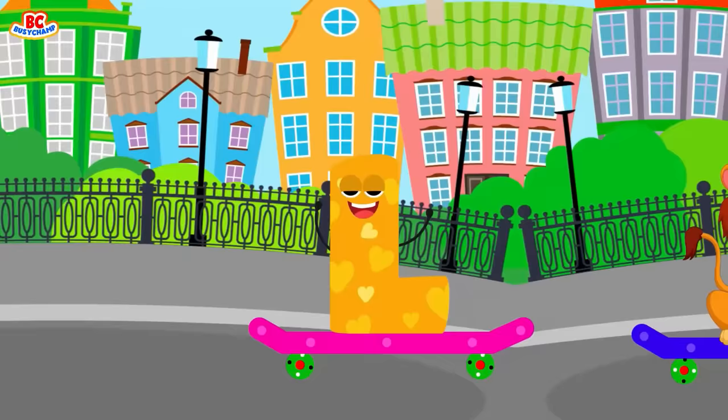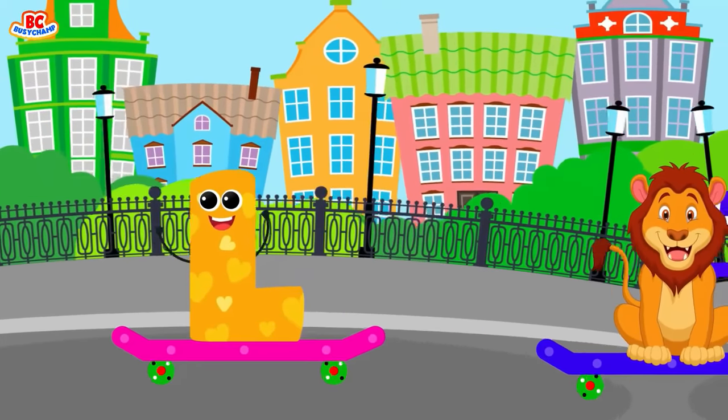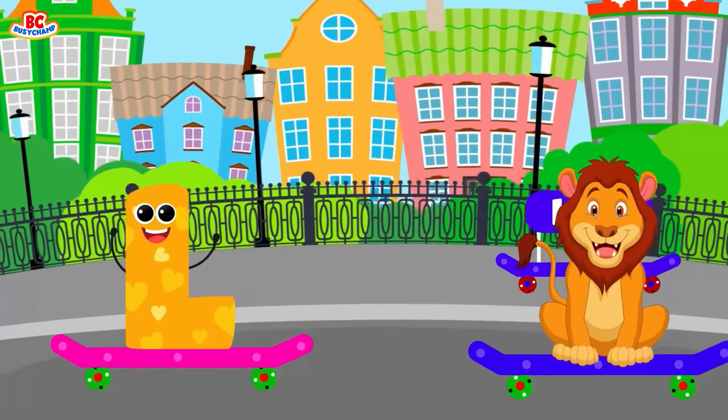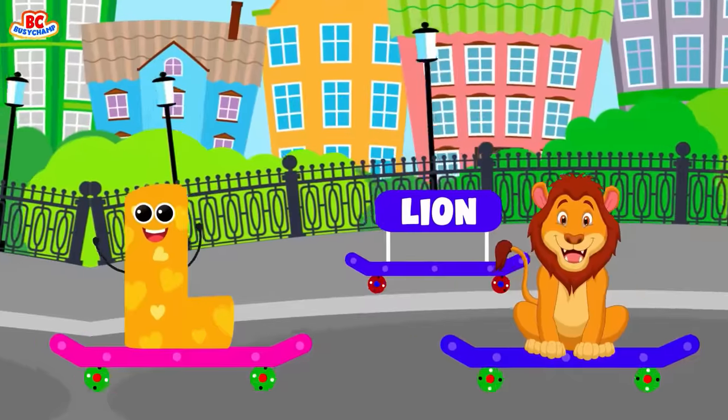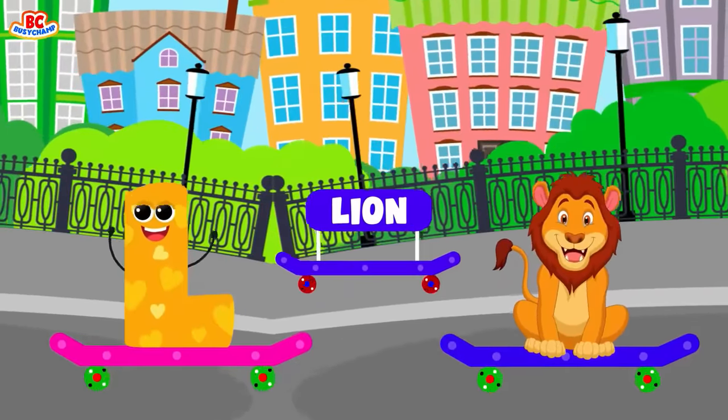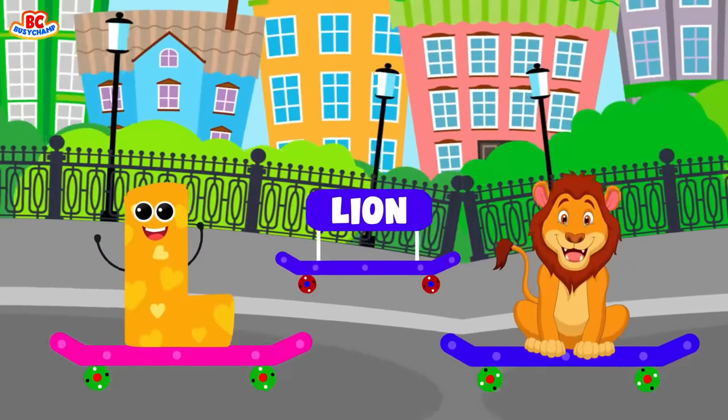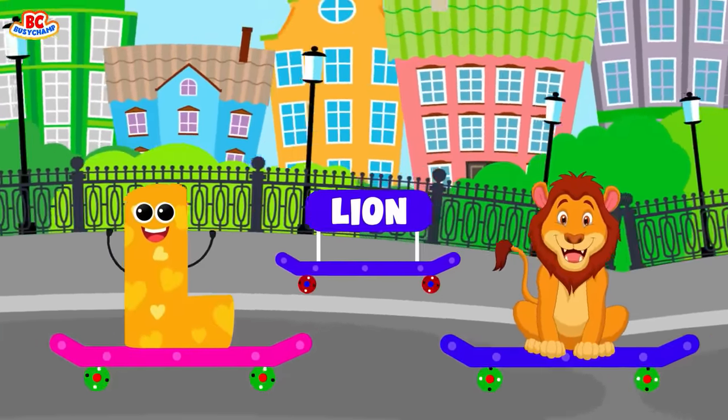L. Lion is coming behind L. Lion. L for lion. L. Lion.